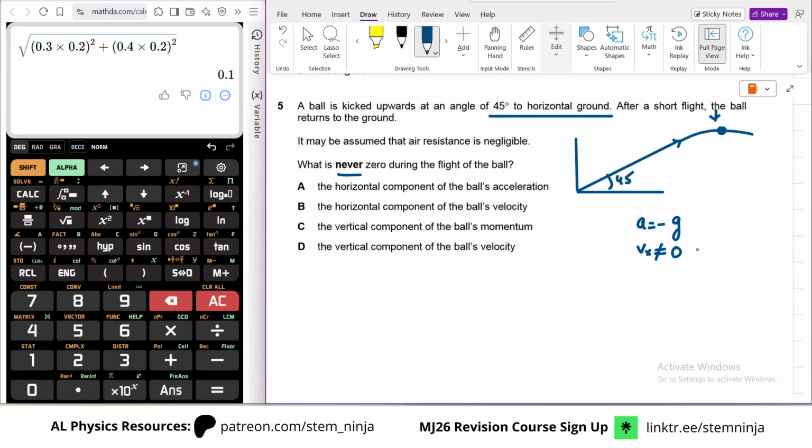And what else? So horizontal component of ball's velocity. Yes, it is never zero during the flight. There is no horizontal component of the ball's acceleration. It's always vertical, so that will never be right. Vertical component of the ball's momentum, that means indirectly it's saying velocity, but we know at the highest point vertical velocity would be zero. Vertical component of ball's velocity, we just said that at the highest point it will be zero.